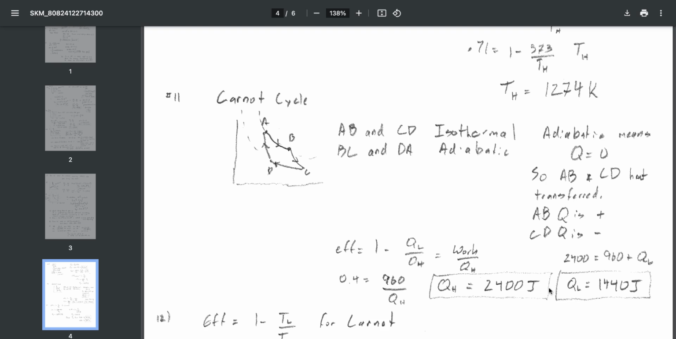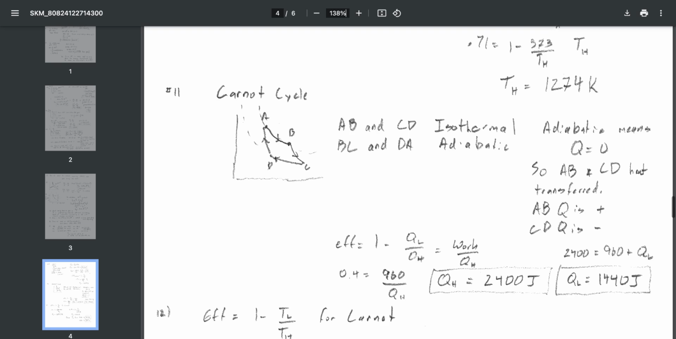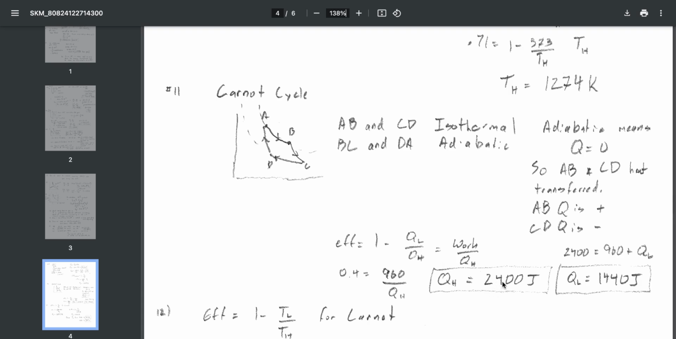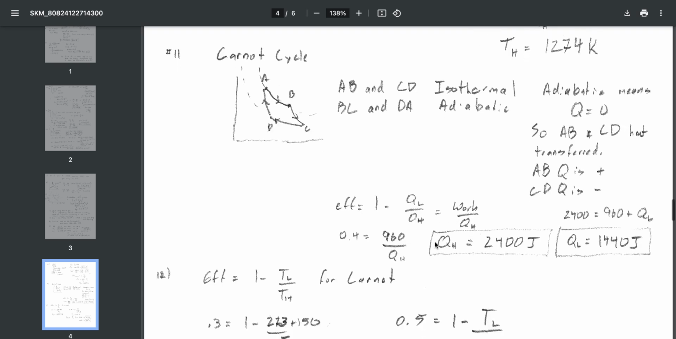And then how much is removed, we can just go to the other form of the equation right here, now that we have QH, and solve for QL. We got 1,440 joules coming out of the cycle. Or you could just say, hey, what plus 960 is going to be 2,400.